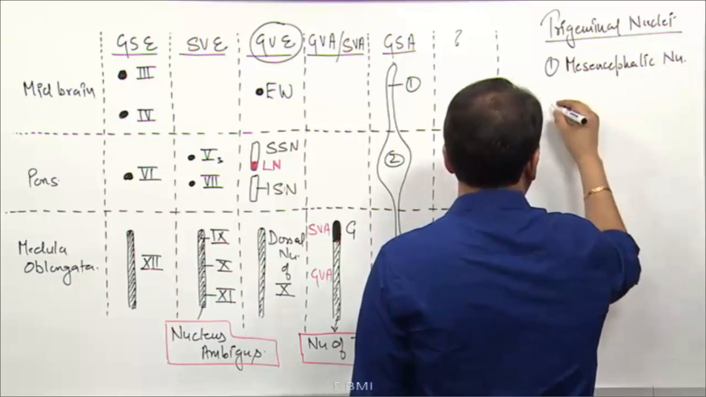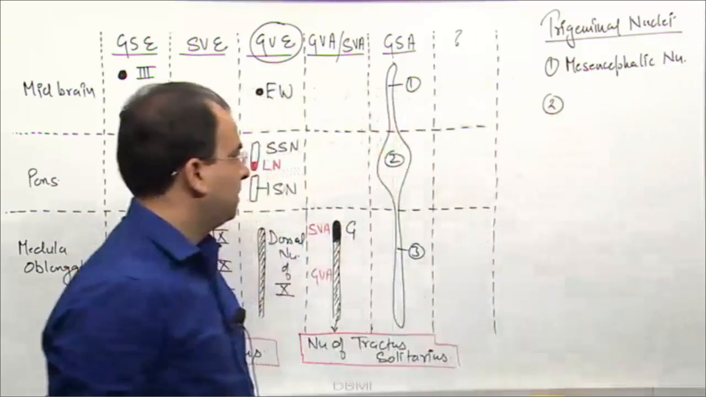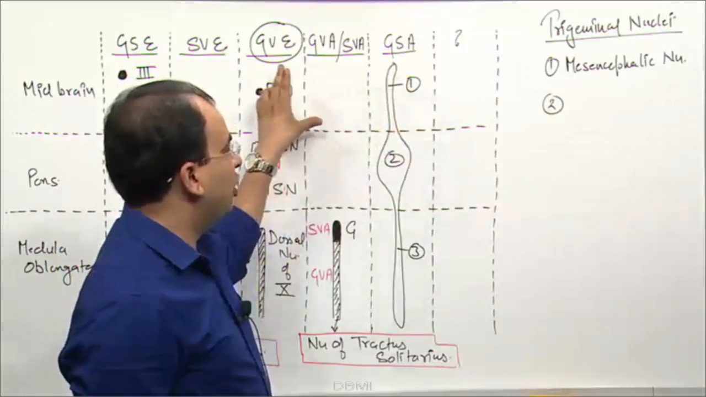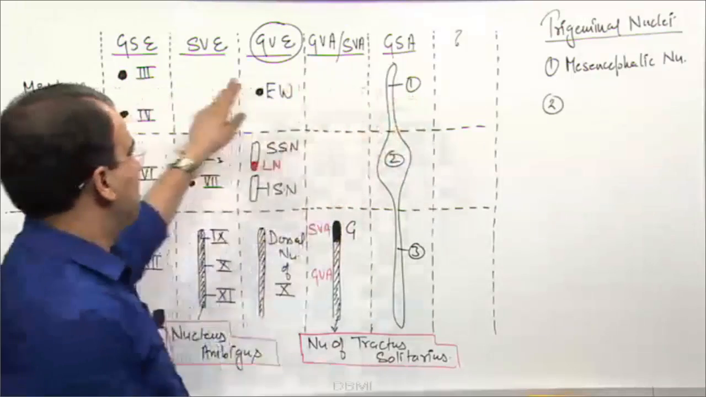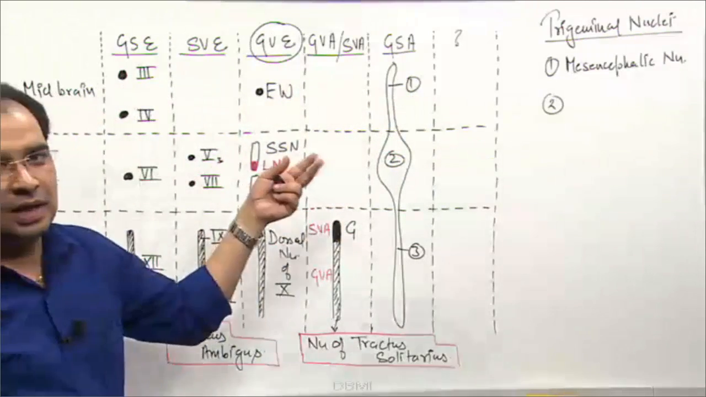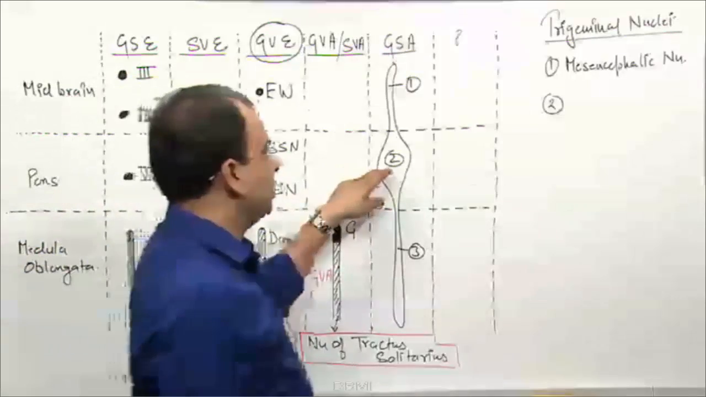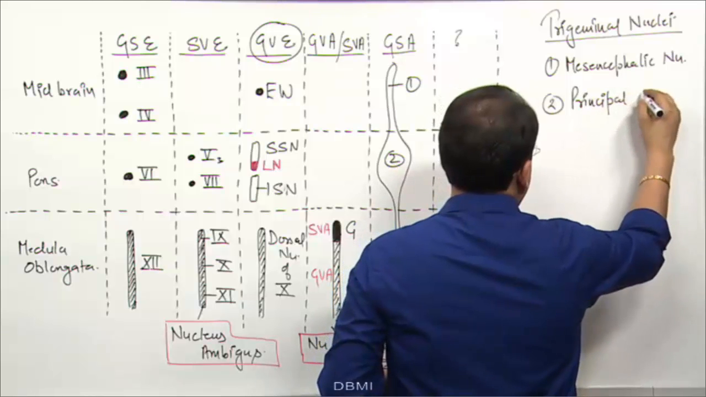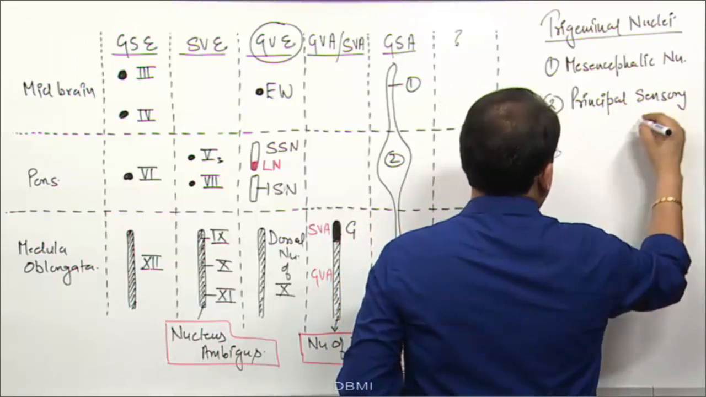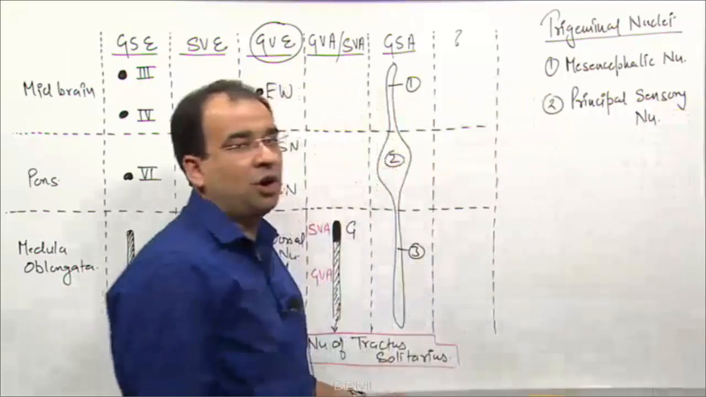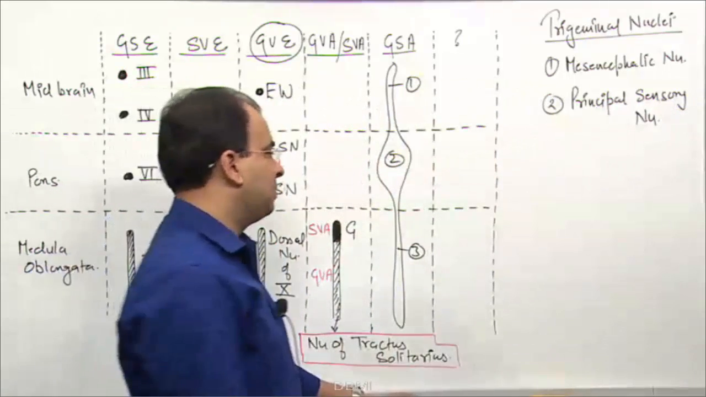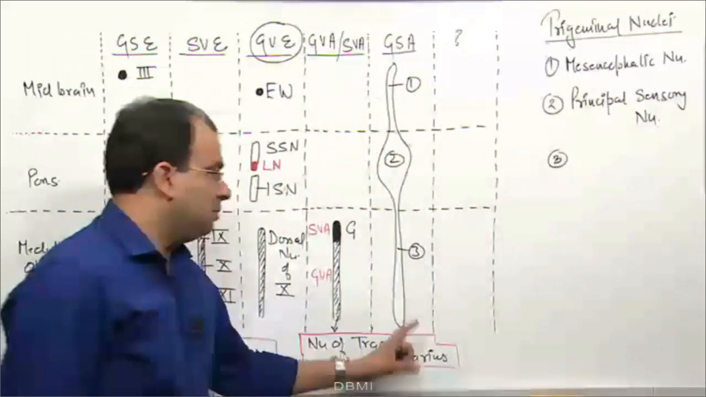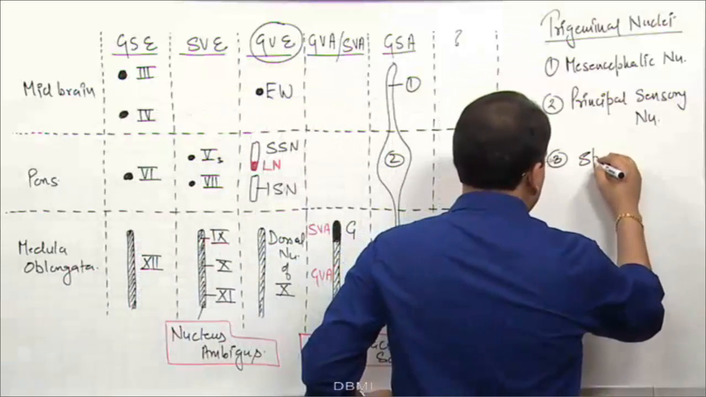Number 1 is the mesencephalic nucleus, the one which is present in the midbrain. See, it's a nomenclature which is very logical. We call it mesencephalic nucleus because it is present in the midbrain. Midbrain is also called the mesencephalon. Number 2 here is the principal sensory nucleus. You can also call it the chief sensory nucleus. Same thing, principal or chief sensory nucleus. And number 3 here is the spinal nucleus of the trigeminal nerve.